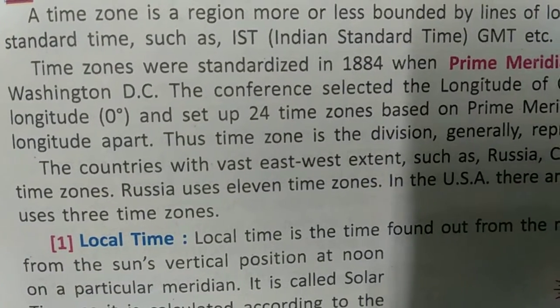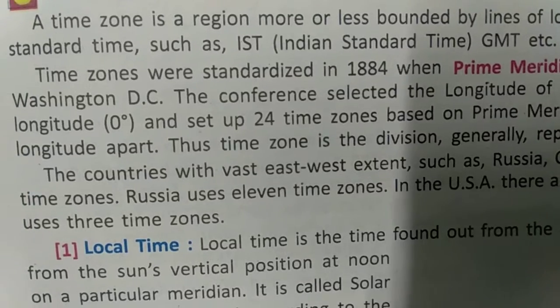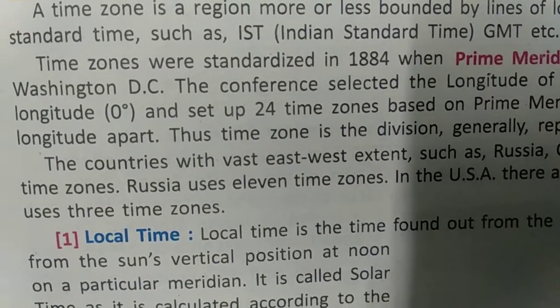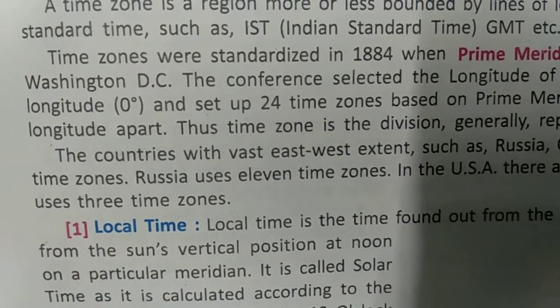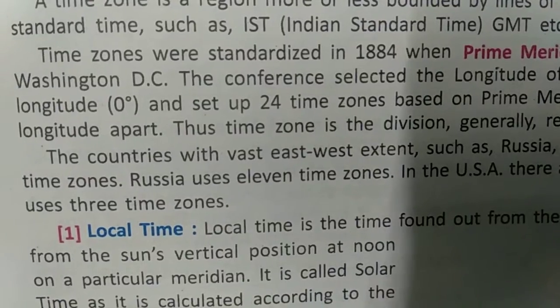Countries which have a vast east-west extension, like Russia, Canada, USA, have several time zones. Russia has 11, USA has 5, Australia has 3 time zones.